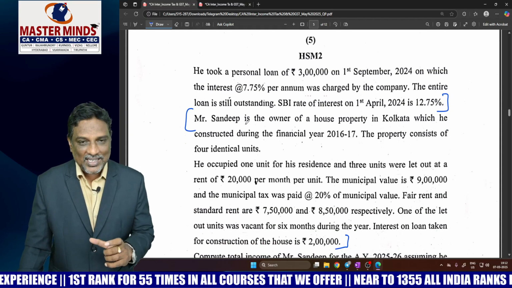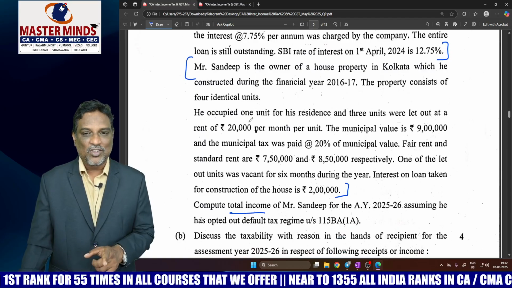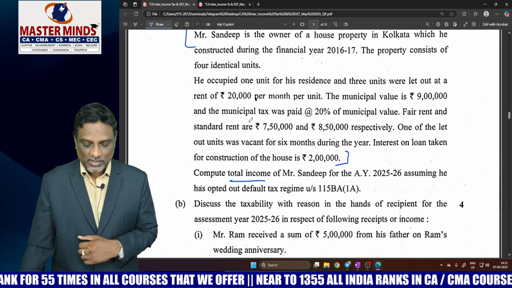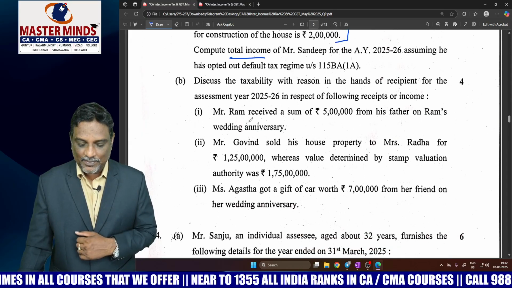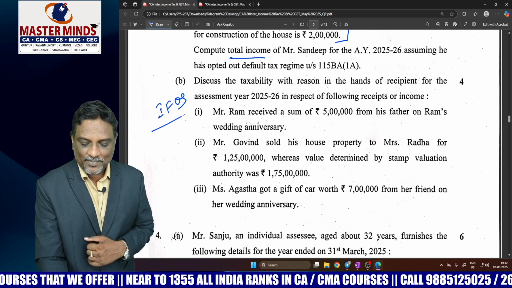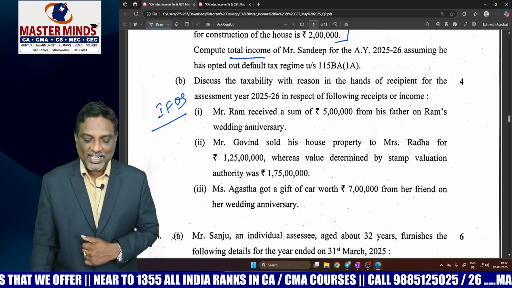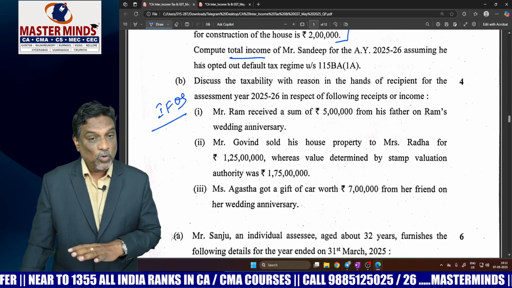You have to calculate each head separately and aggregate it. We'll get the total income. Compute the total income. So next one, simple problem, easiest problem. Next one is the gift related problem, income from other sources. 3 gift points are provided here. Okay, so other sources problem, 2 easy problems.